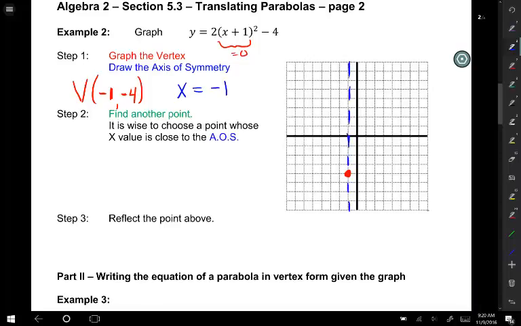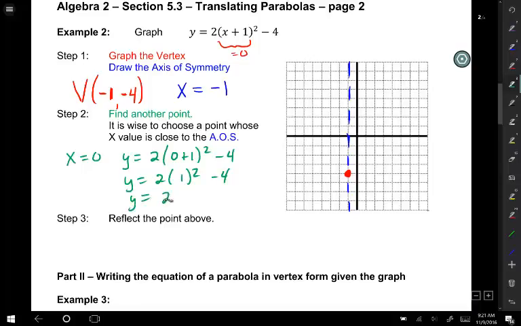Does this graph go up or go down? Up. It goes up. Okay. Choose a point that's close to the axis of symmetry. 0. Yeah, I love that. X equals 0. All right. So we plug that in. Y equals 2, parentheses, 0 plus 1 squared minus 4. Y equals 2, parentheses, 1 squared minus 4. Y equals 2 minus 4. So we get -2. So we have the point 0, -2.